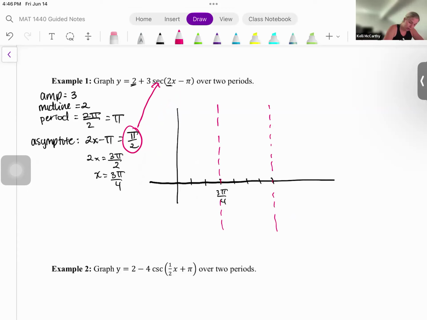So 1, 2, 3. Here's, oops, negative pi over 4 is another asymptote. And then I'm going to go one more on the right because they wanted 2 periods for this graph. 1, 2, 3, 4.